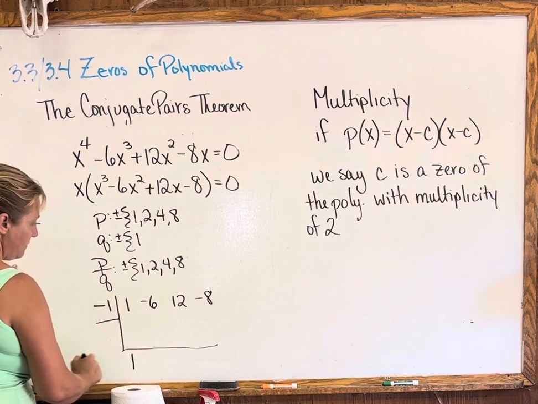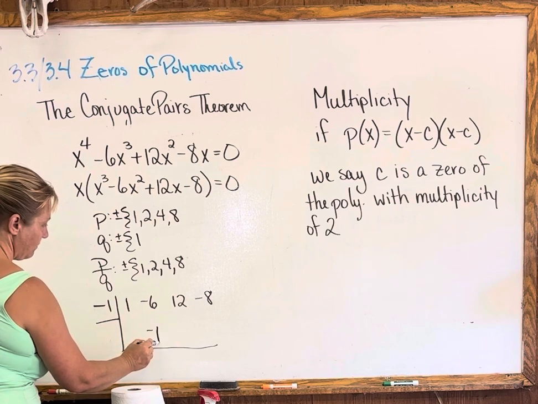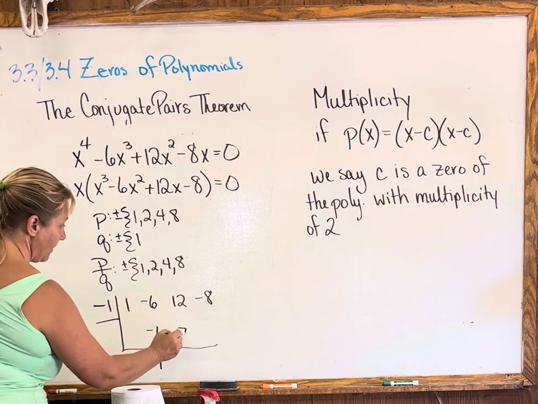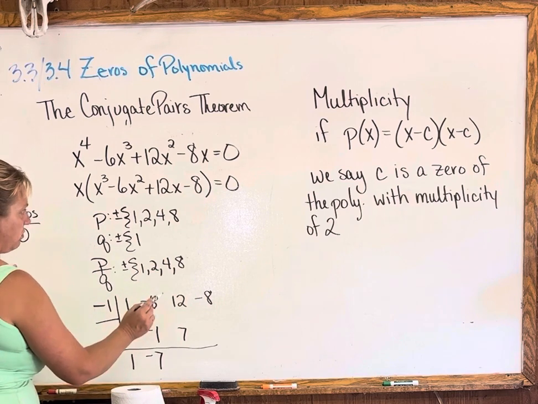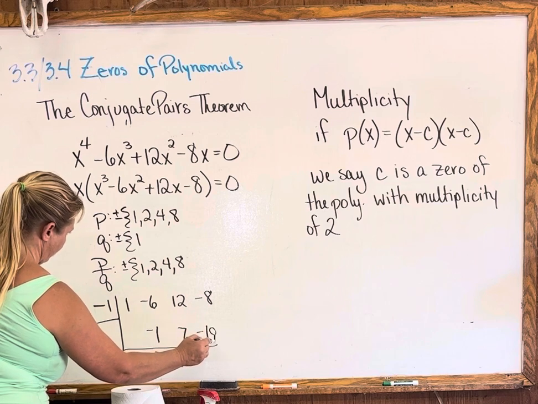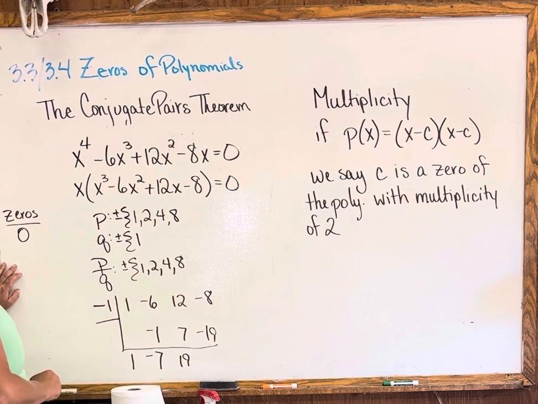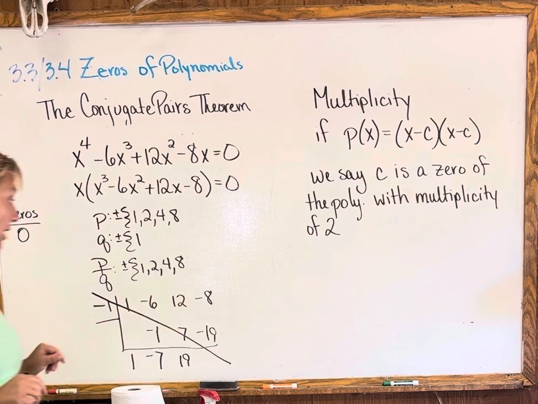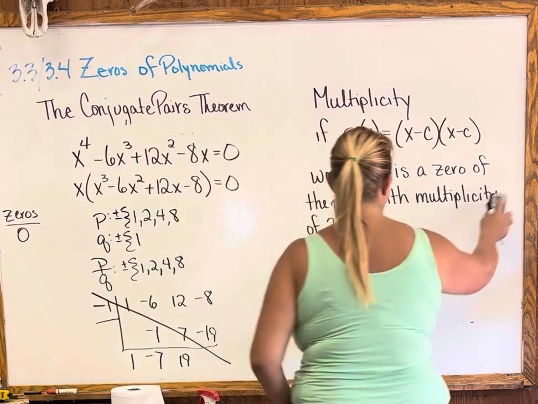So we pull down a 1. That makes -1, which makes -7. Which makes 7, which makes 19, which makes -19. This didn't work, did it? Okay, didn't work, so we crossed out. It's definitely going to happen. You're not going to get them all on the first try.